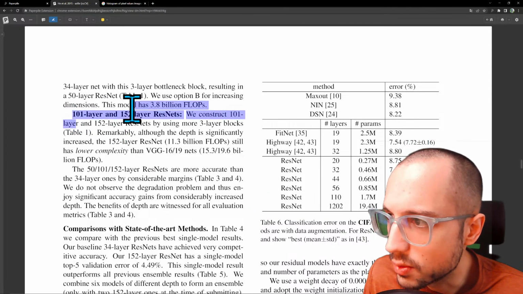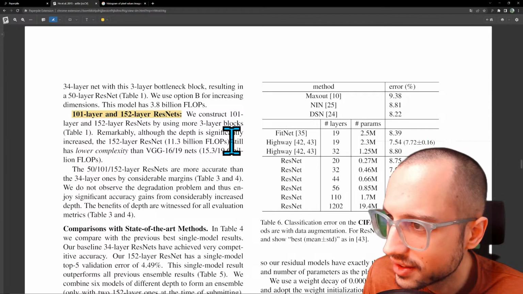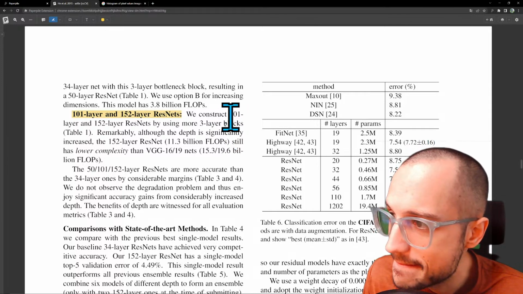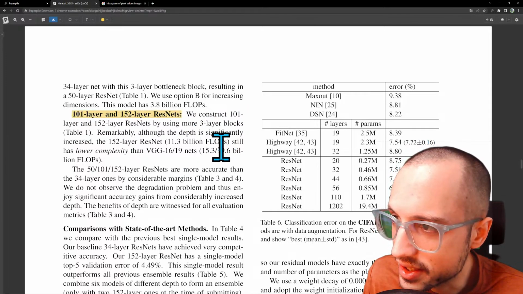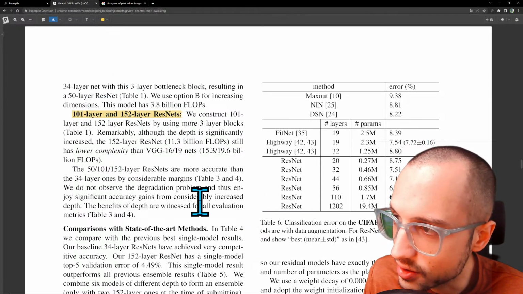Okay, so these are the big ones here. The 101. ResNet 101 is still used. I've used that recently. So it's interesting how this almost 10-year-old network is still in use.